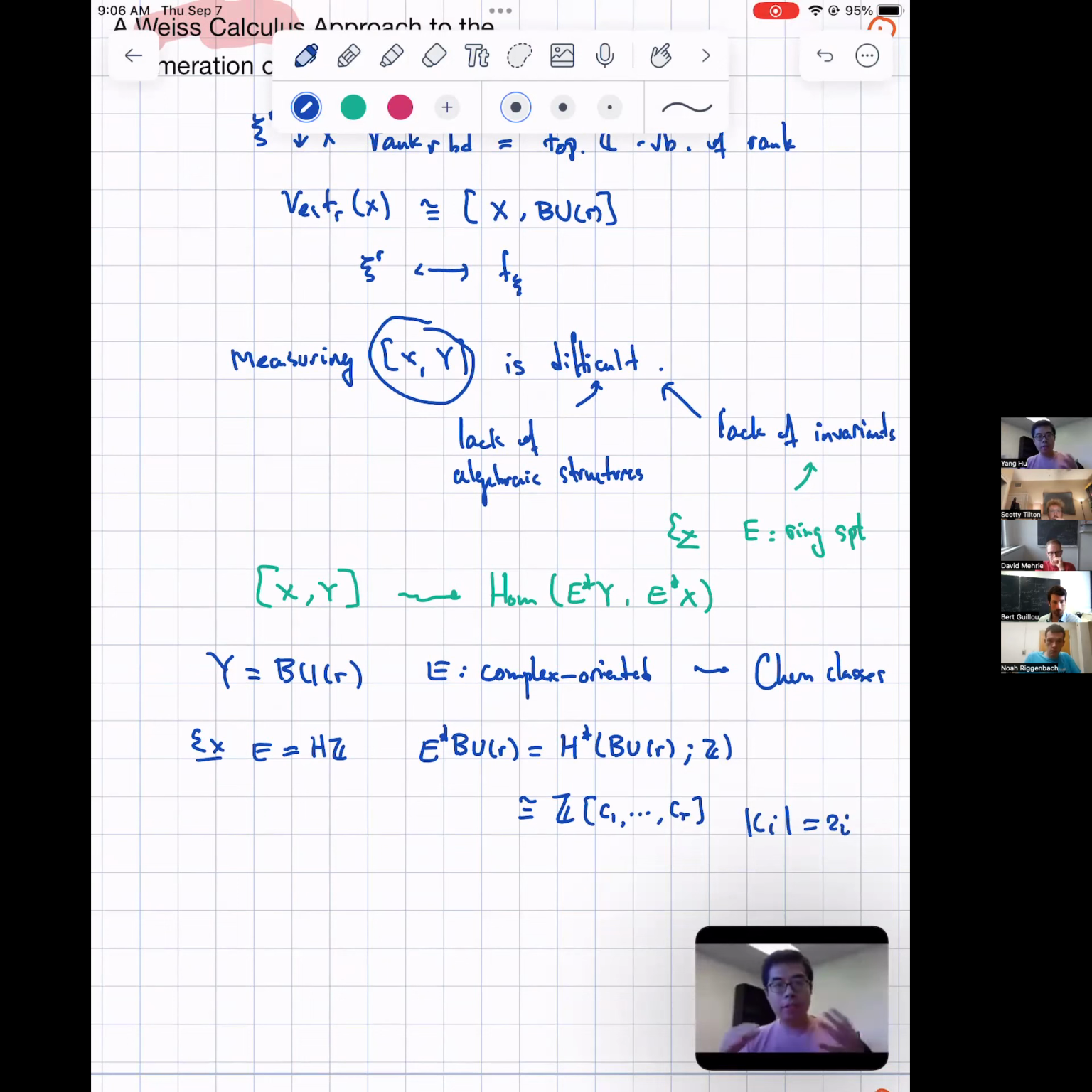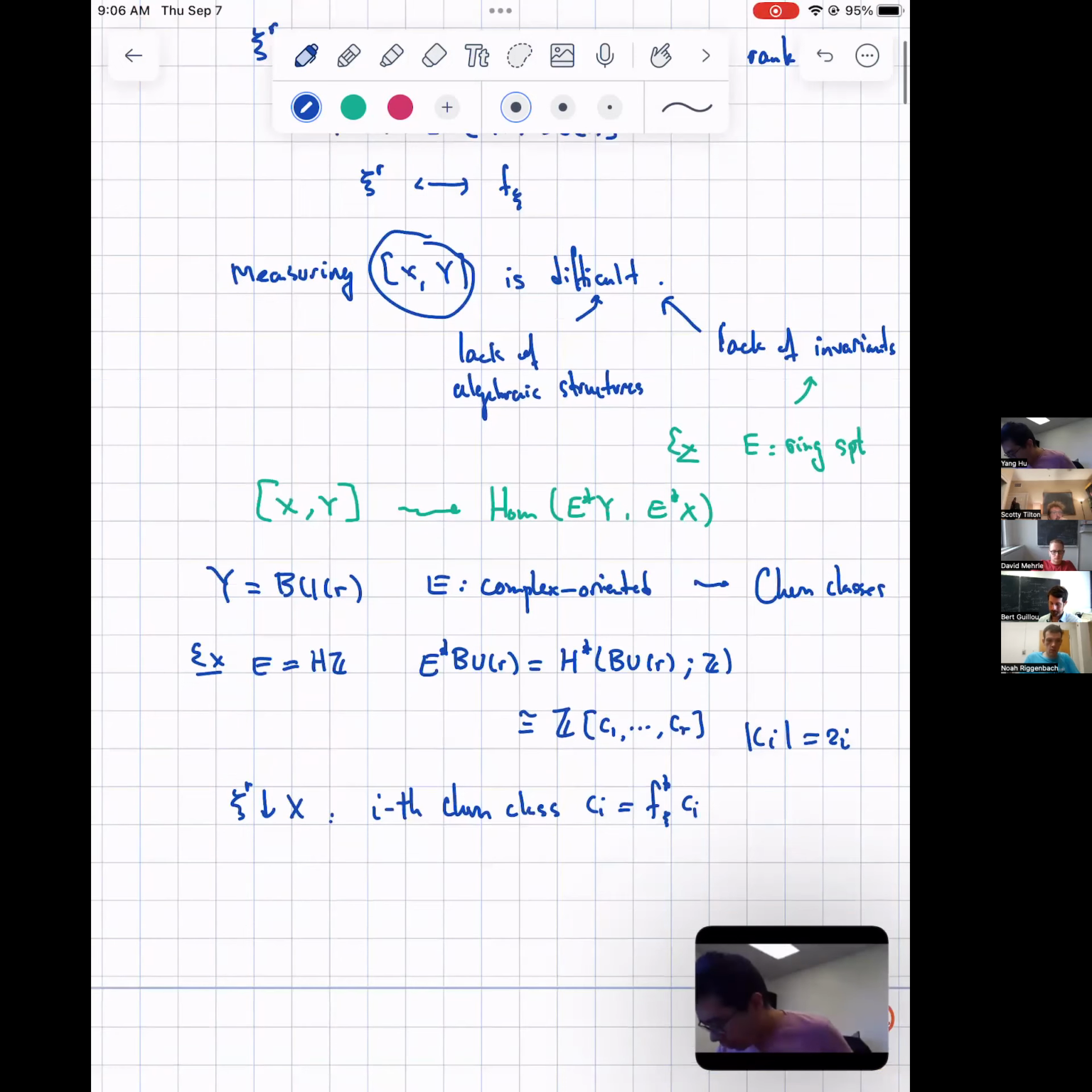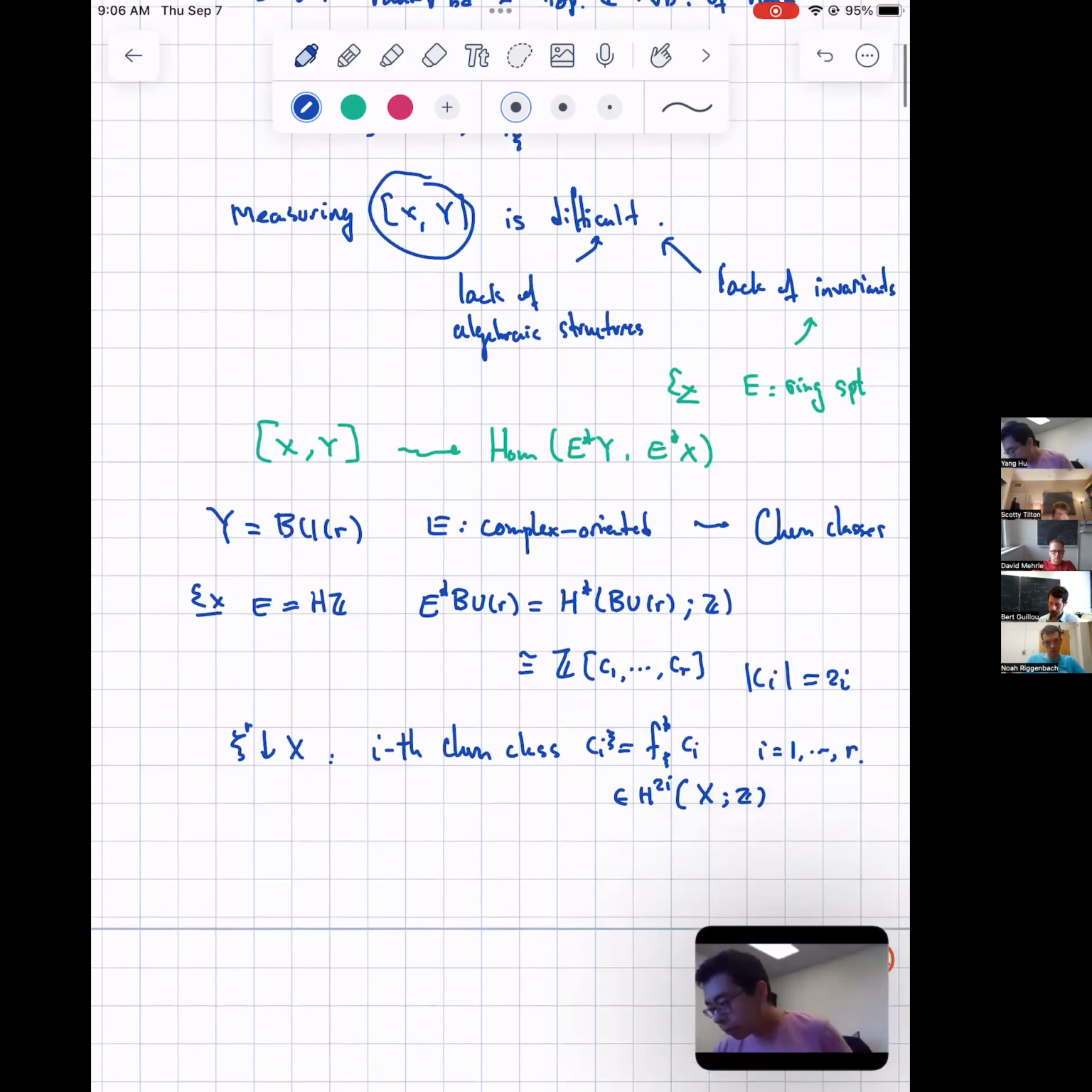So we can treat them as universal classes, and if we have a rank R bundle over X, we can define its ith Chern class c_i to be the pullback of the universal class under the classifying map of the bundle. And this lives in degree 2i cohomology of the base space X with Z coefficients. We have a Chern class for i equals 1, and so on until R. So those are invariants.